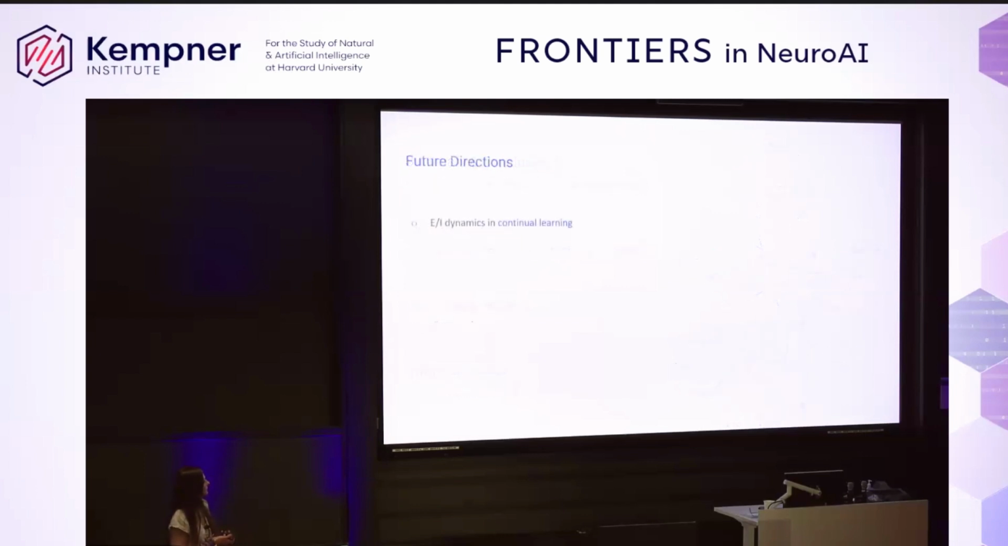As future direction, we want to look at EI dynamics in continual learning, because here I was just talking about a particular distribution, but not about a non-stationary distribution. We also want to look at global inhibition, incorporate other inhibitory cell types and distinct connectivity patterns, as well as possibly other biological details such as homeostasis or spike rate adaptation.